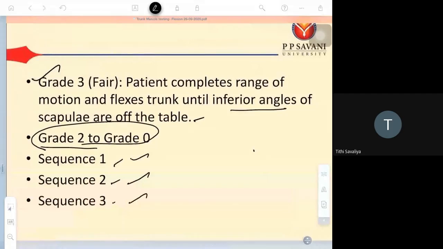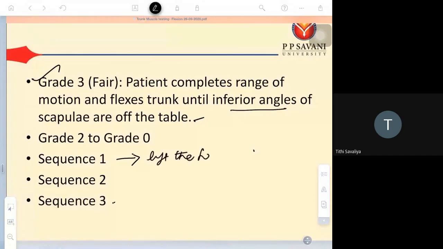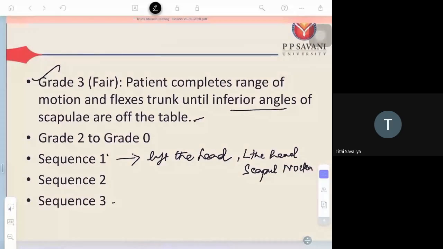What is the first sequence? Here on the same page I will explain again. In the first sequence, what have you done? Arms by the side, the patient's arm is by the side, and you are asking the patient to lift the head. If he is able to lift the head, and if the scapula is not cleared, then it is grade 2.